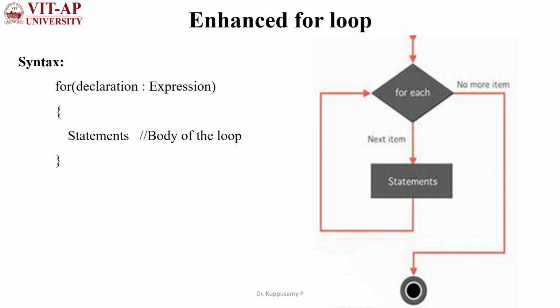The next one is the enhanced for loop. Here, for, then a declaration will be given and an expression will be given, and in between these two we have to use the colon. Then inside the for block you can use n number of statements. Here the flowchart is given for for-each. If the condition is true, the statements will execute. If the condition is false, then it will come out of the for-each loop.